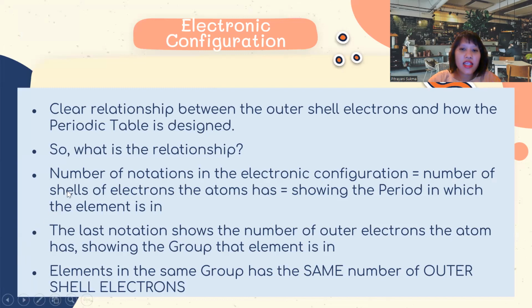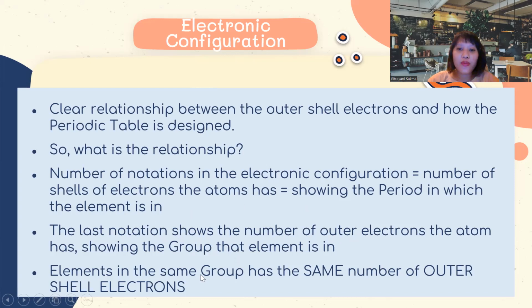So as we can see in here, the number of notations in the electronic configuration diagram is equal to the number of electron shells the atom has. It also shows the period in which the element is in the periodic table. And the last notation shows the number of outer electrons the atom has, which shows the group in the periodic table that the element is in.